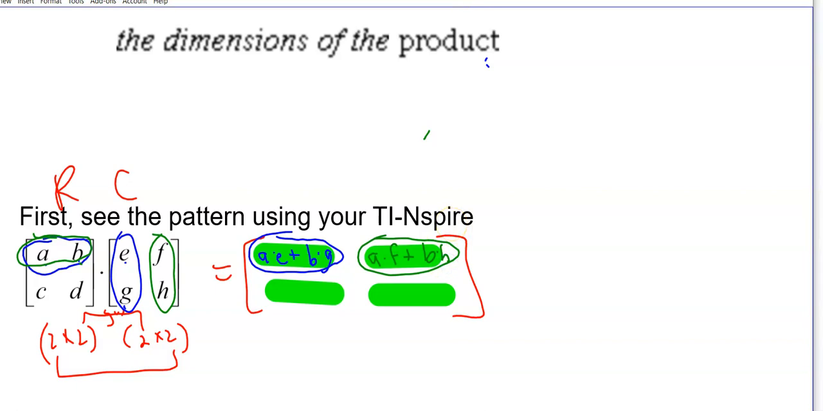And then you could do the bottom row there. That'd be bottom row and left-hand column, so first times first, C times E, plus D times G. And then the last one is going to be bottom row, right column, so it'd be CF plus DH.